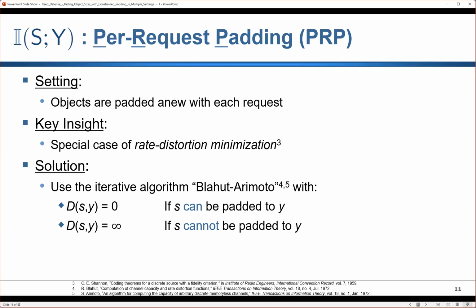An input to this algorithm is a distortion function, which measures the distortion between a padded size and its original size. And so we can leverage Blahut-Arimoto in this setting by specifying for this distortion function that if an object can be padded to a particular size, then that is annotated as 0 distortion. Otherwise, if it cannot be padded to the size because it's either smaller than its original size or greater than that pad factor, then it's specified as infinity. This then allows us to leverage Blahut-Arimoto for this setting.